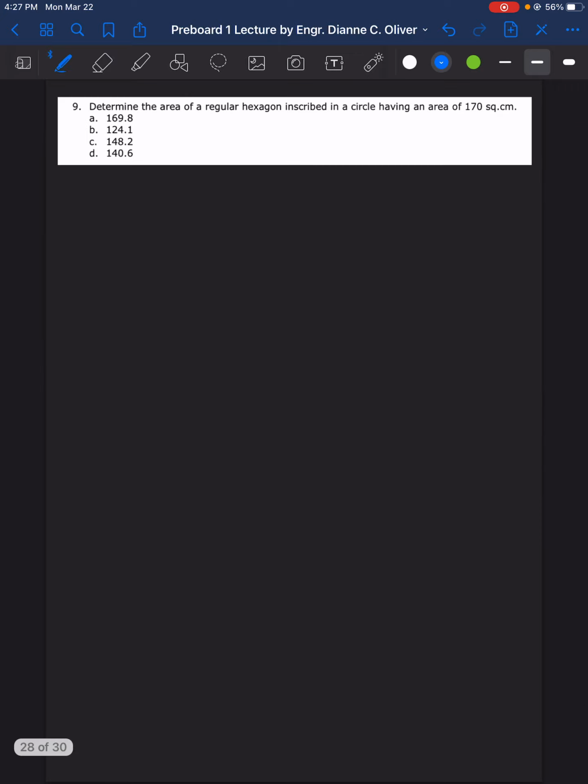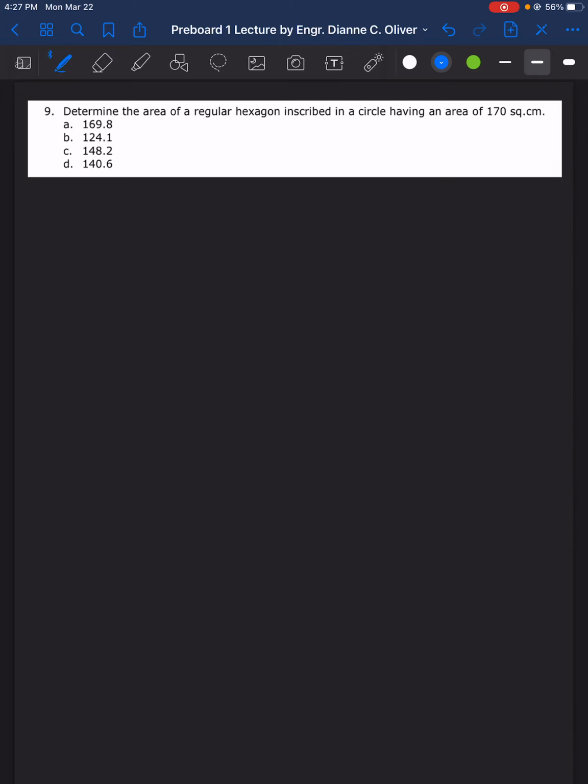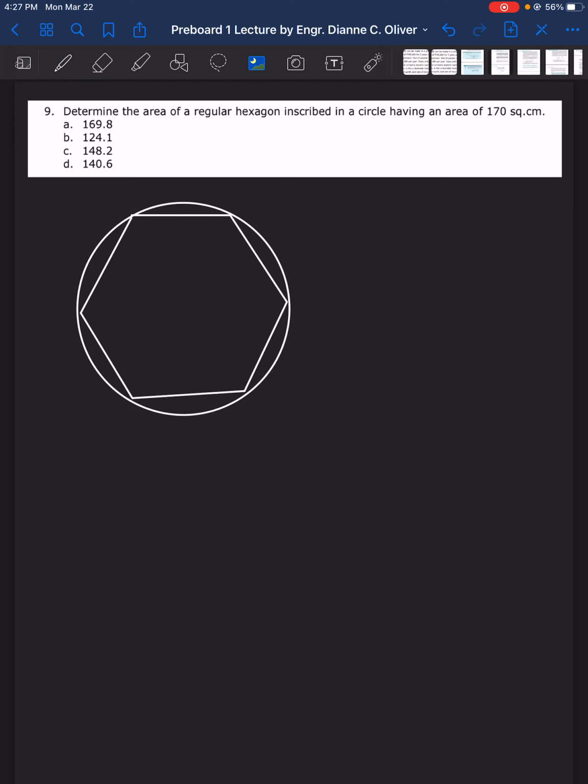Let's go to number 9. Determine the area of a regular hexagon inscribed in a circle having an area of 170 square centimeters. So we have here letter A, 169.8, B, 124.1, C, 148.2, D, 140.6. For the figure, we have here the regular hexagon.